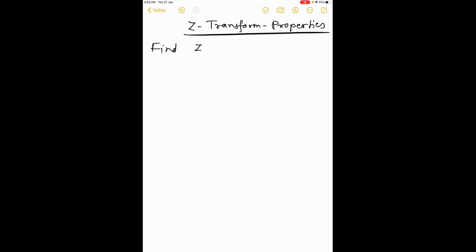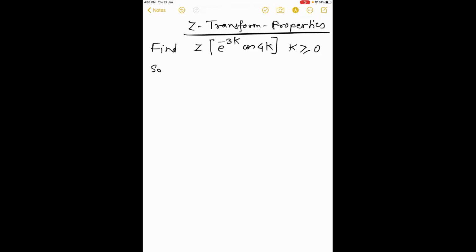Find the Z transform of e raised to minus 3k into cos of 4k, with k greater than or equal to 0. Find the Z transform based on the property. So what does the property tell us?